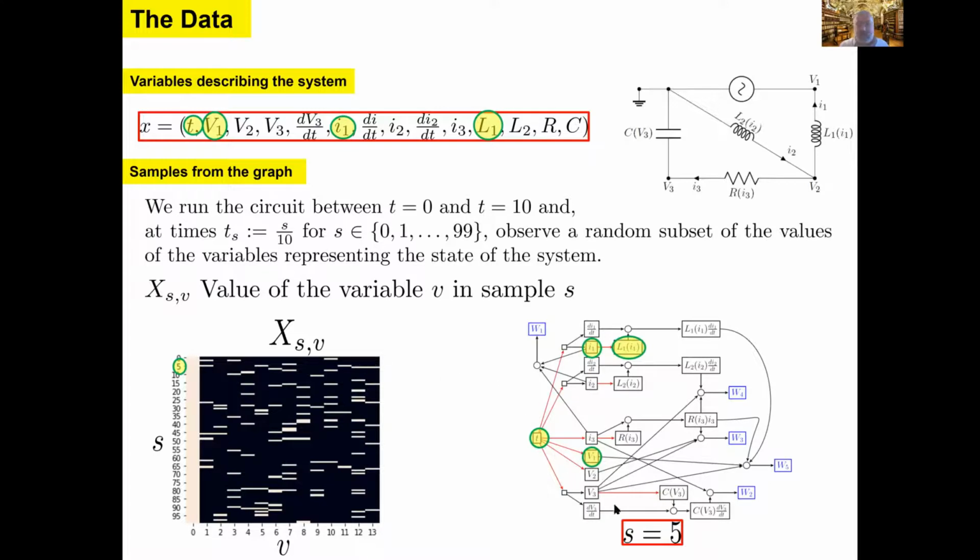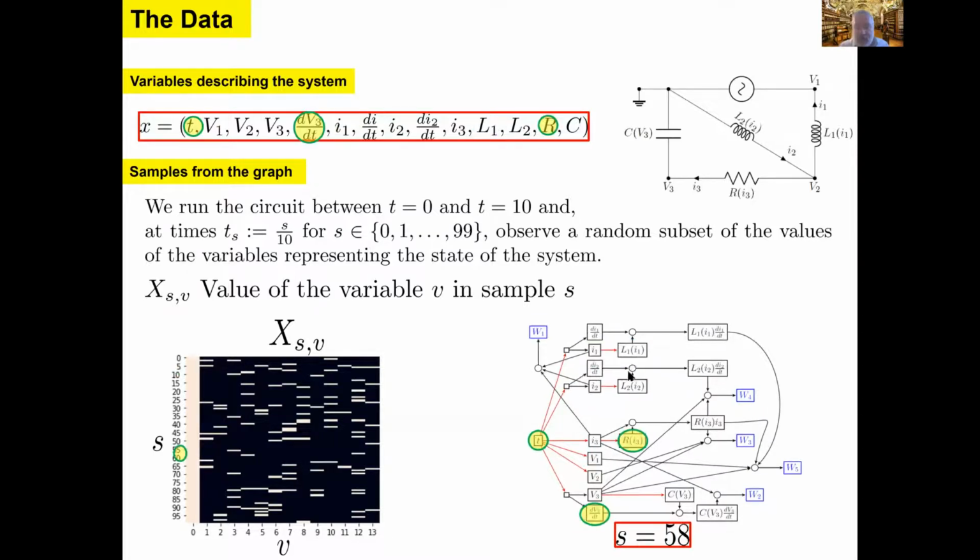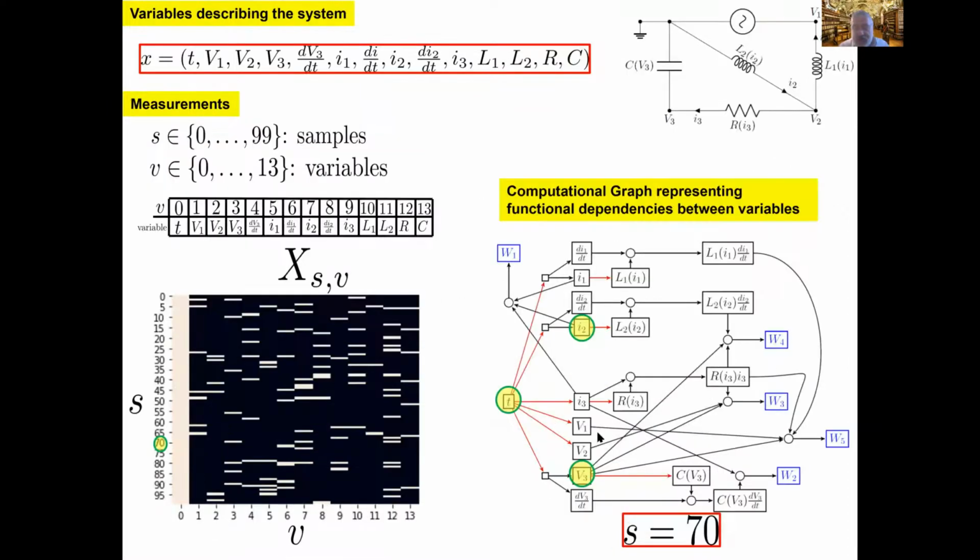For instance, in sample 5, we observe the variables t, v1, i1, and L1 of i1. For sample 58, we observe the variables t, dv3 over dt, and R of i3. And for sample 70, we observe t, v3, and i2.